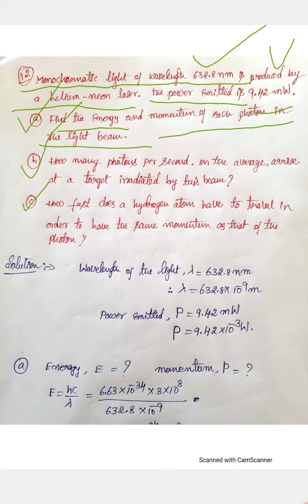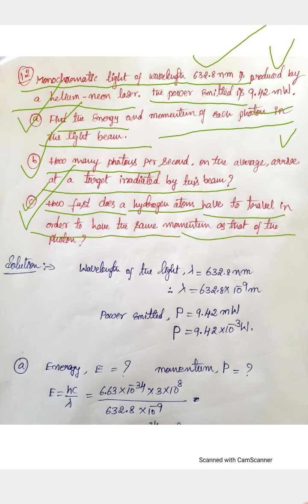What do we have to calculate? Energy along with momentum of each photon. Next, the second one. How many photons per second on the average arrive at a target irradiated by this beam? We have to calculate number of photons per second. Next, how fast does a hydrogen atom have to travel in order to have the same momentum as that of the photon? We have to calculate the speed of the hydrogen atom, so that it must have the same momentum as that of the photon. That is about part C.